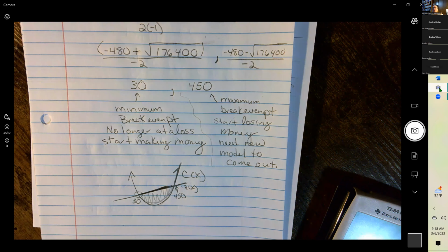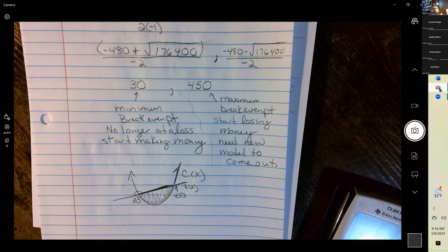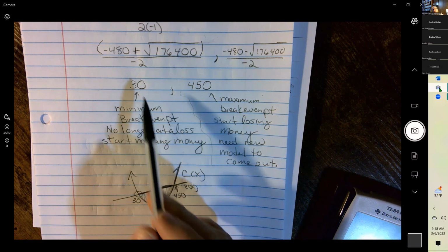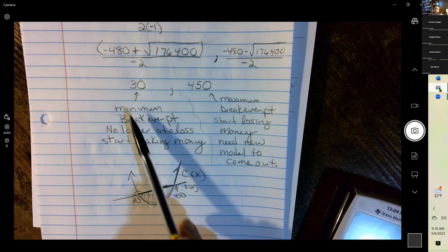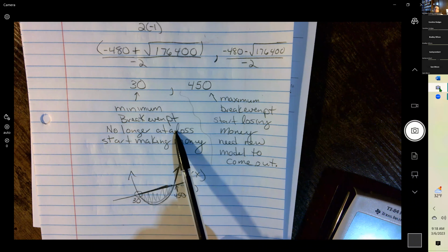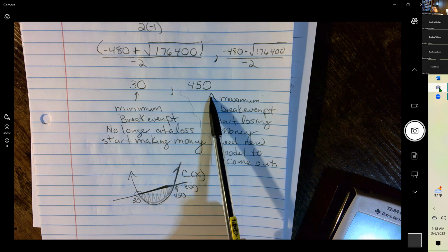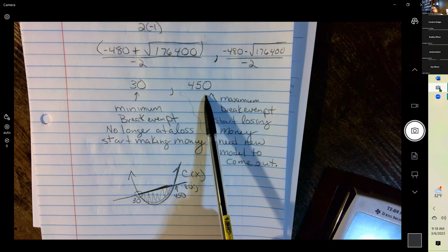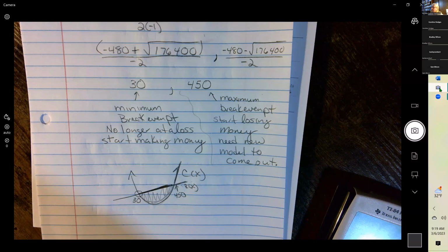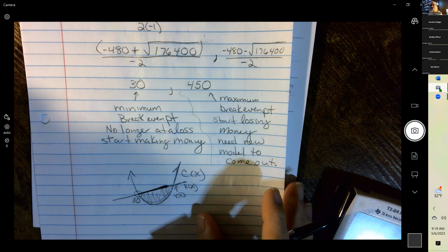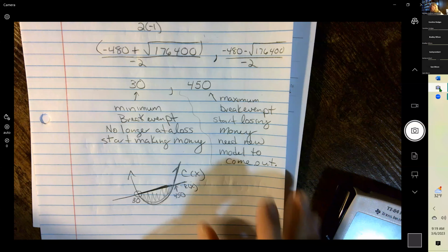Yes, you could use Desmos for your calculator. You won't need it for graphing. You won't have to graph this. But I think I might ask what the importance of the points are. The lower value is where you're no longer at a loss and you start making money. This is the one where you're not making a profit anymore, you're at a loss, so you need a new model to come out. Any questions on that? But you can use Desmos.